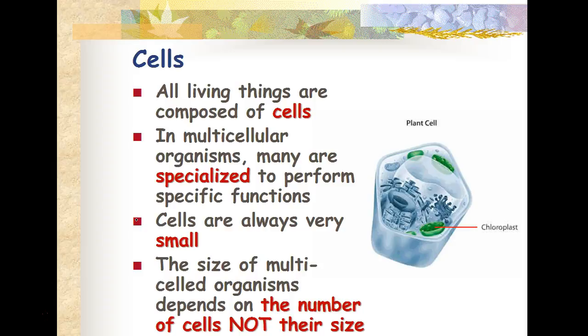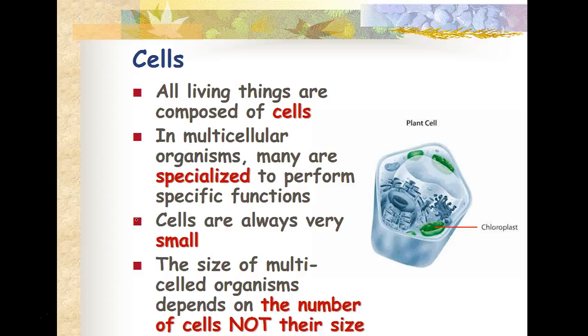Also, another thing that we need to mention that I think I've mentioned before, cells are always very, very tiny. They have a small ratio of volume to surface area, and that is very important. And the size of these multi-celled organisms, like elephants or dogs, cats, goats, humans, depends on the number of cells, not the size.